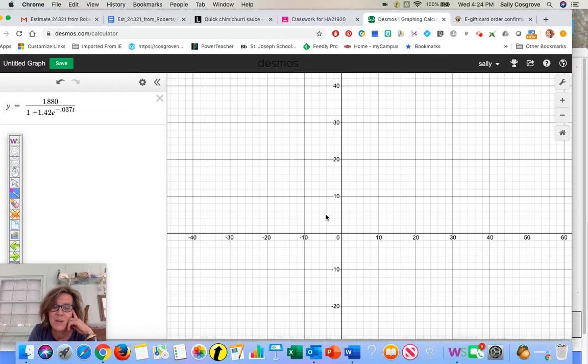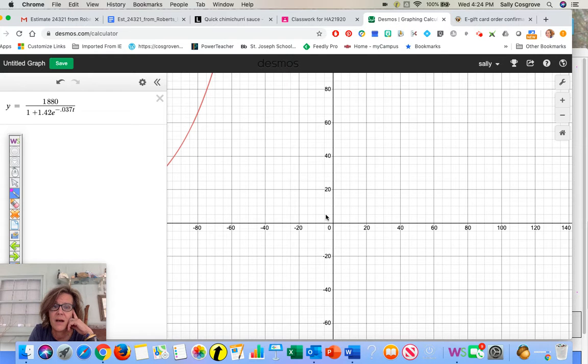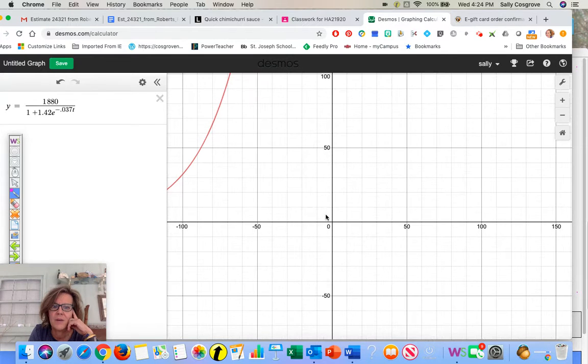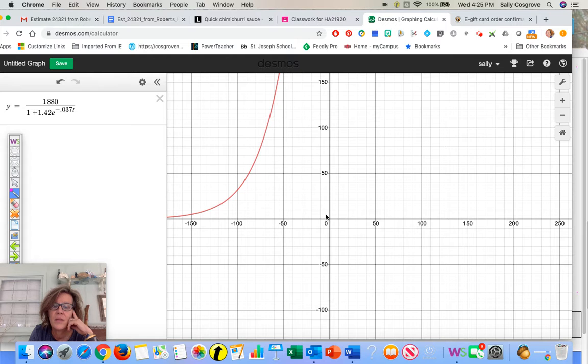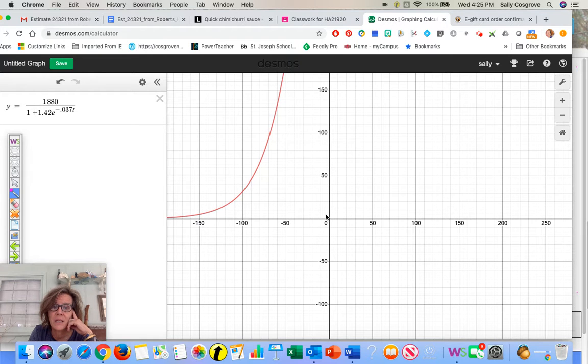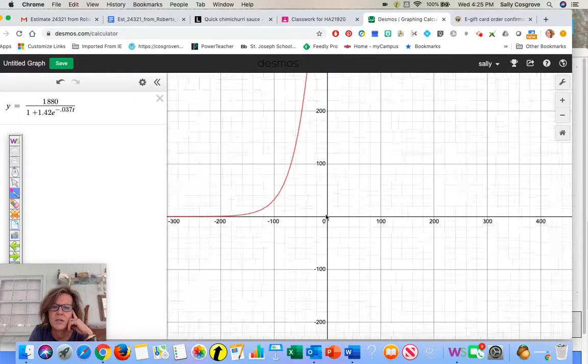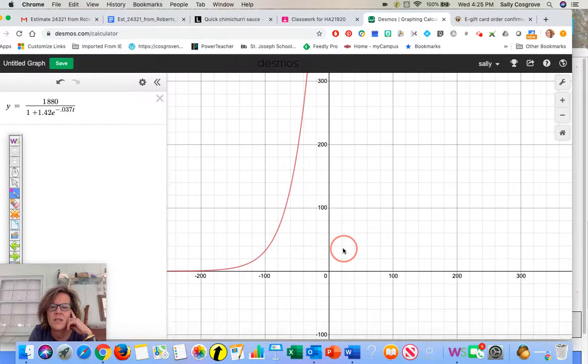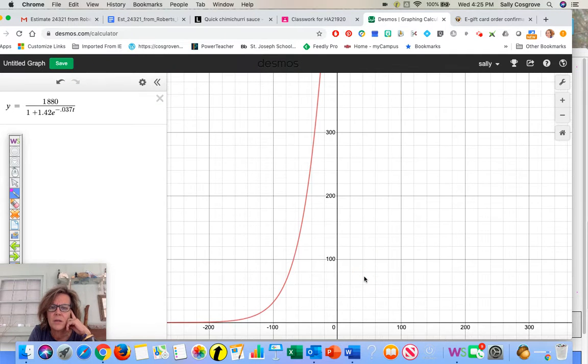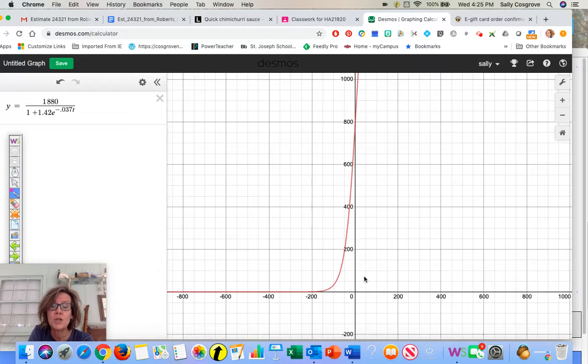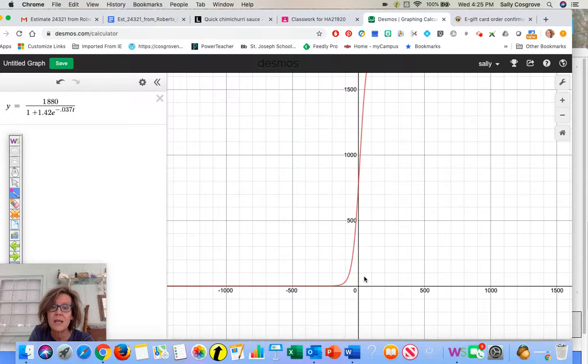Fortunately, on Desmos, that's pretty easy. It's just, oh, look, it's starting to show up. Okay, so far it looks like an exponential, doesn't it? Looks like an exponential. Cosgrove, I thought you said this wasn't an exponential. Looks like one. Look, it's rising rapidly. I mean, it's shooting up. It's still growing. It's still growing.